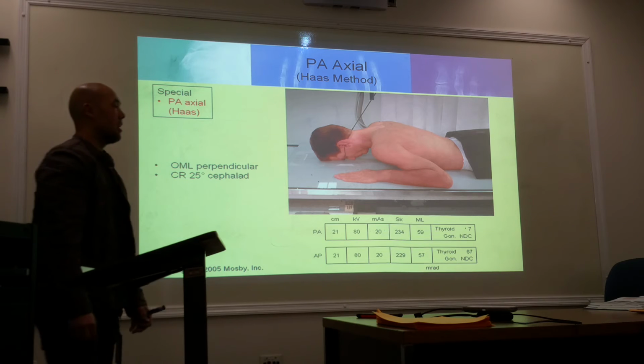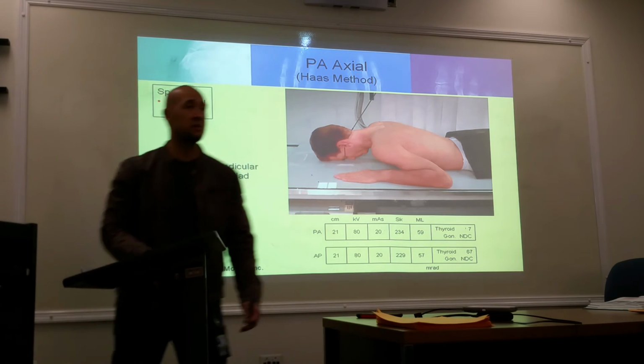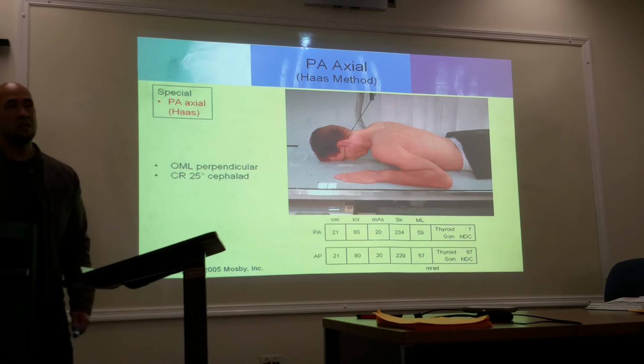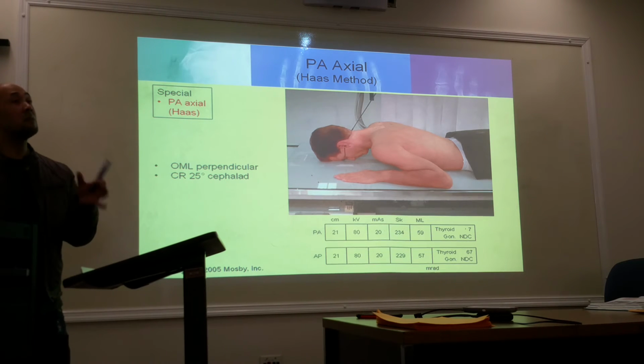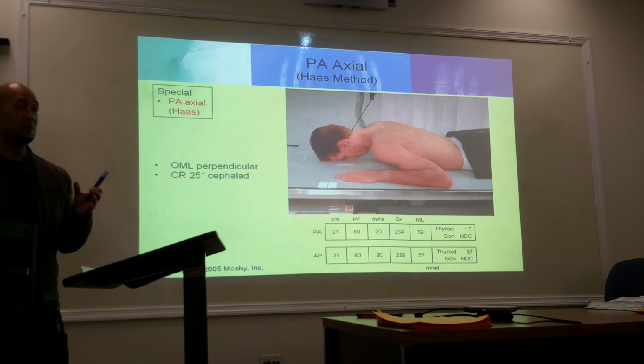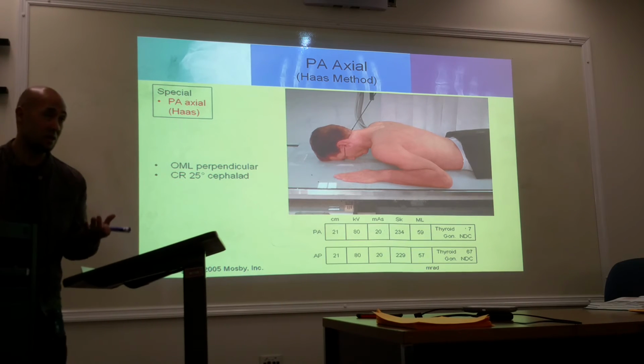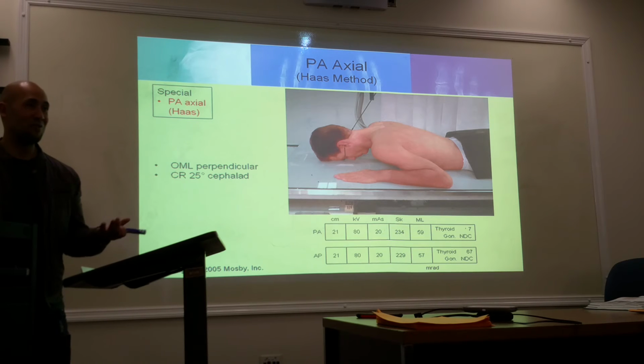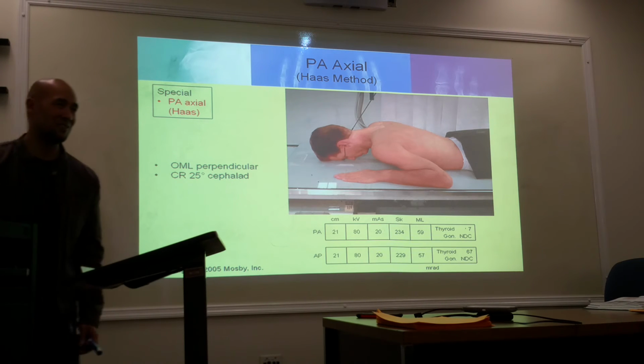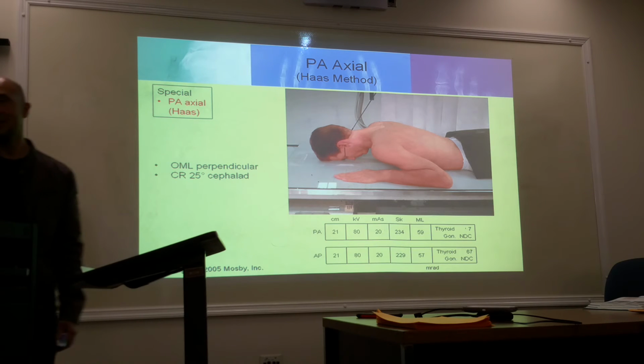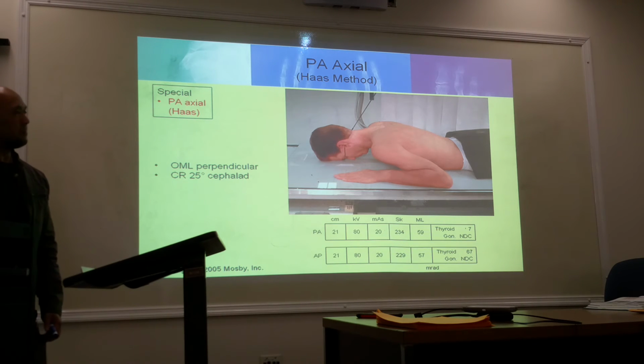Special views. Yes? We call the SMV Fuchs at St. Jude. Is that similar? It's not the same thing, but it's very similar. The Fuchs is actually where you are looking at the odontoid over the foramen magnum. It just has a different name. Similar but different.